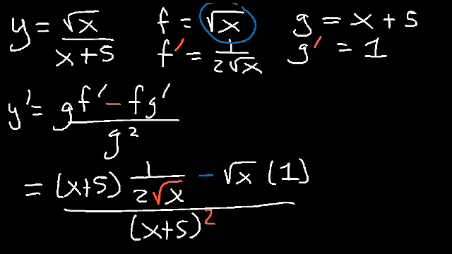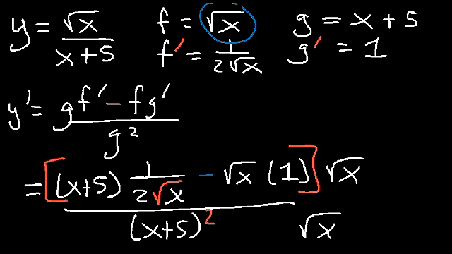Now, how can we simplify this expression? Notice that we have a square root of x on both terms. So what we could do is multiply the top and the bottom by square root x. Whatever you do to the top, you must also do to the bottom.